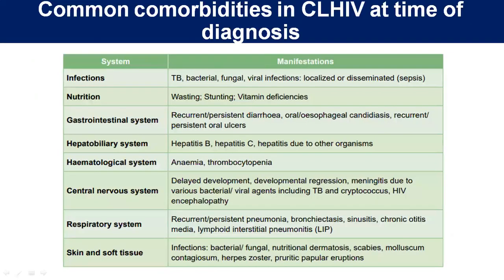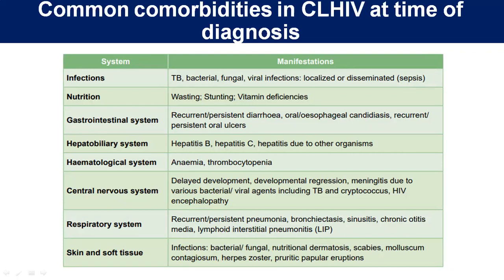The common comorbidities which we might find in a child with HIV at the time of diagnosis, system-wise, firstly, infective comorbidities like tuberculosis, various bacterial, fungal, viral infections, localized or disseminated. When it is a disseminated disease, we call it sepsis. Nutritional comorbidities like wasting, which is a low weight for height, stunting, which is a child who has very short stature, and other vitamin deficiencies.